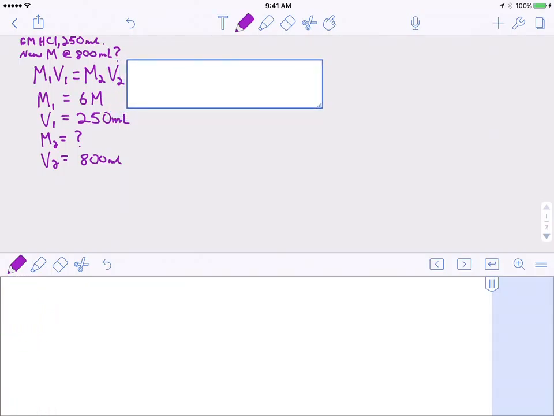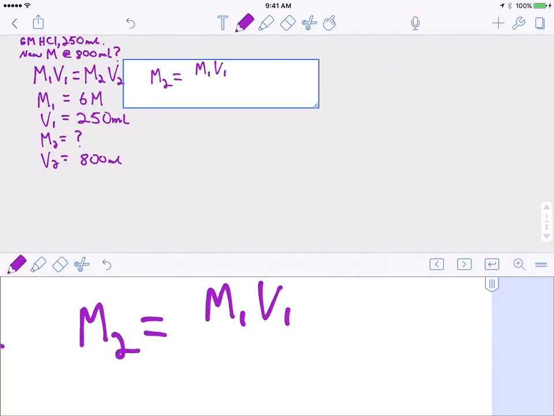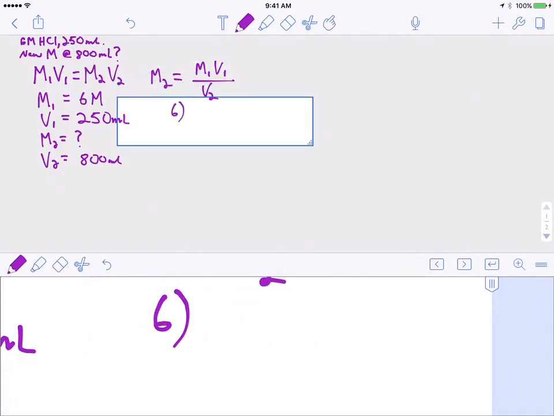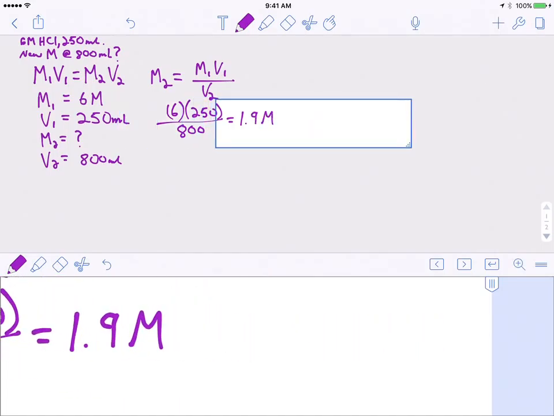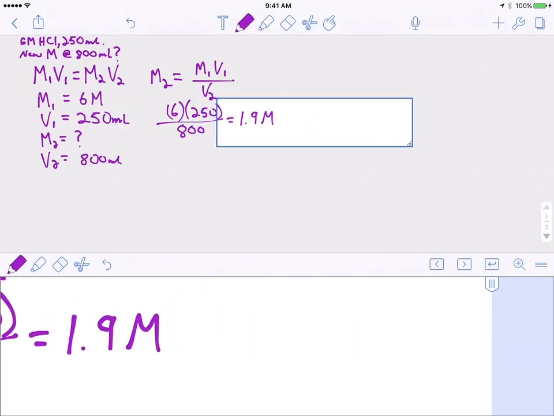So here we go. Let's solve for M2. M2 is equal to M1 V1 divided by V2. Excellent. If M1 equals 6, V1 equals 250, V2 equals 800, what does that equal? Plug it into your calculator, about 1.9 moles per liter. Now, just to make sure we're writing correct, we want to say moles of HCl. Excellent, and there we go.